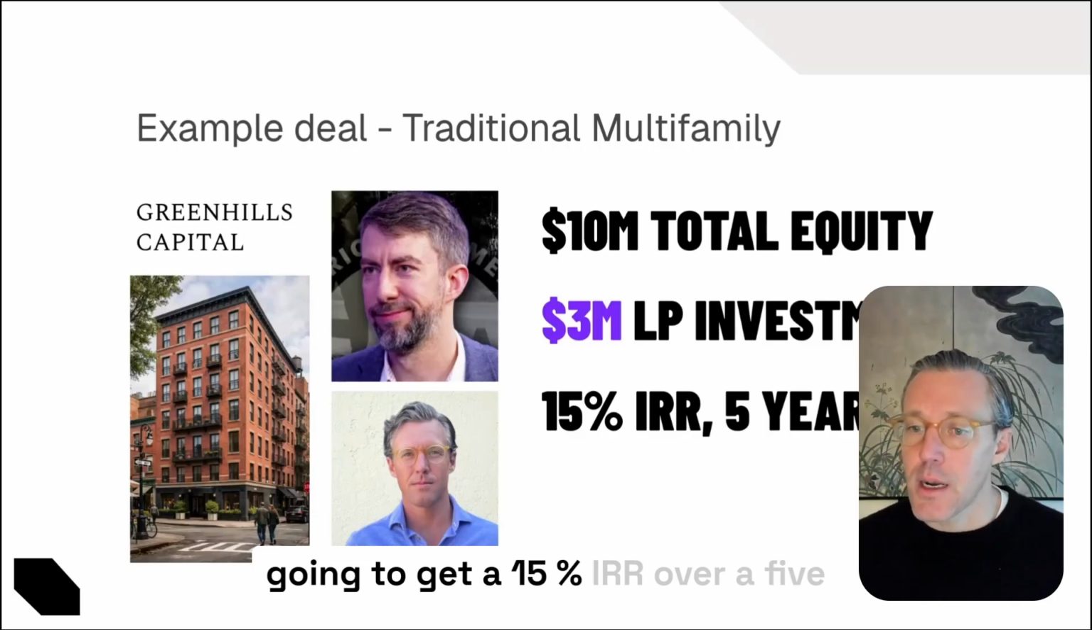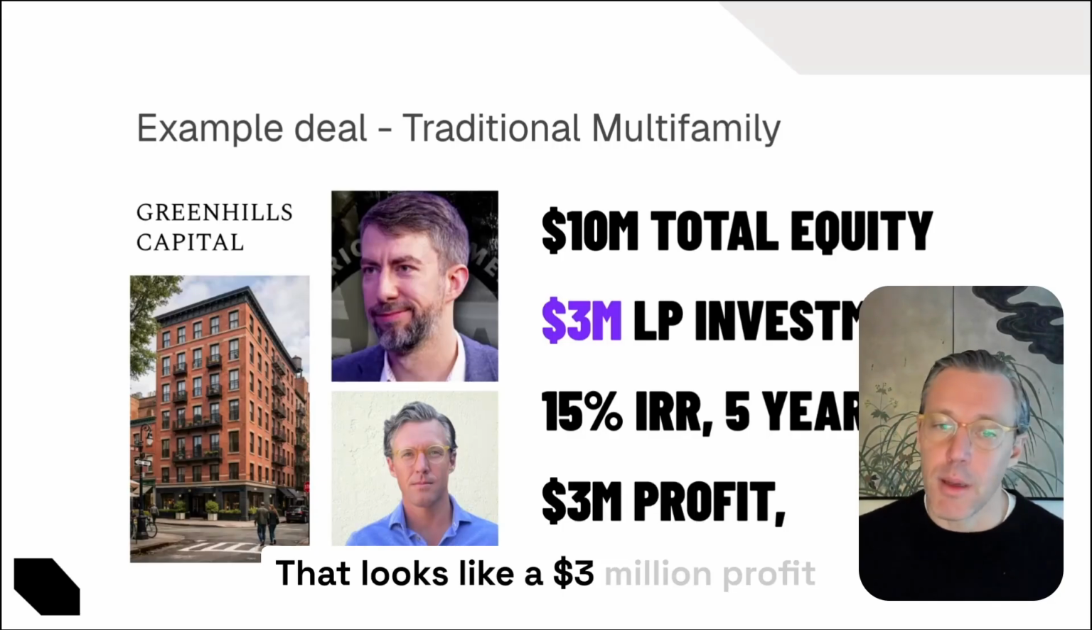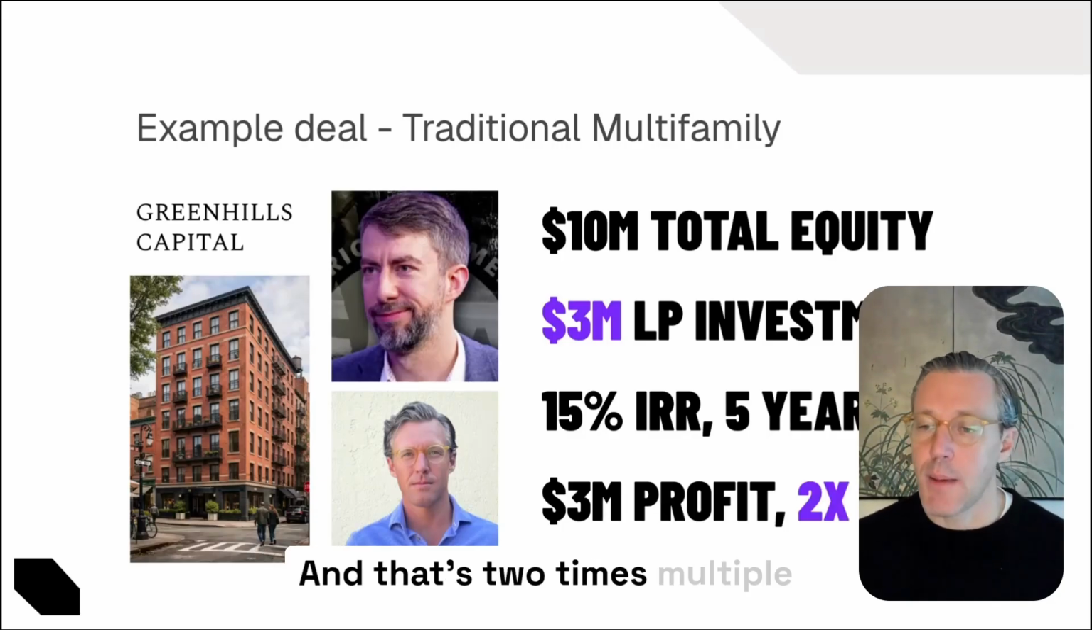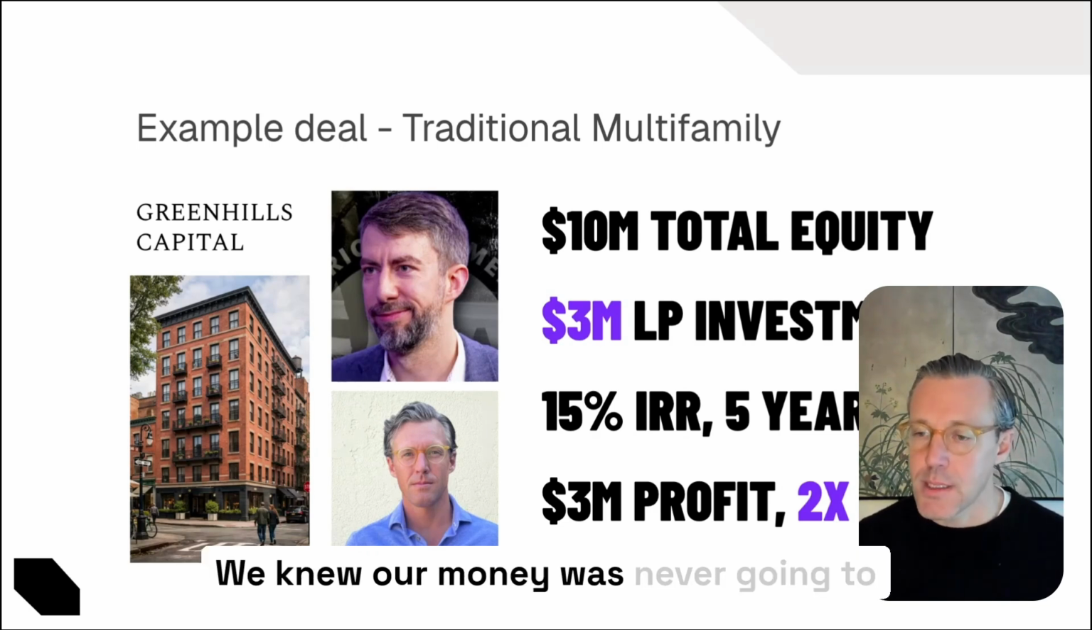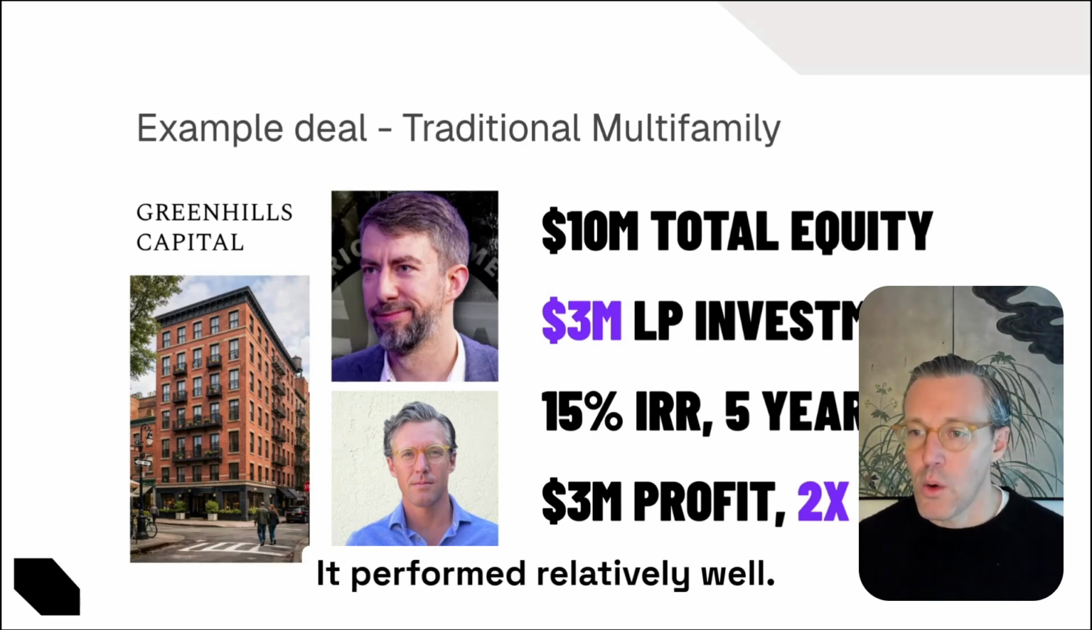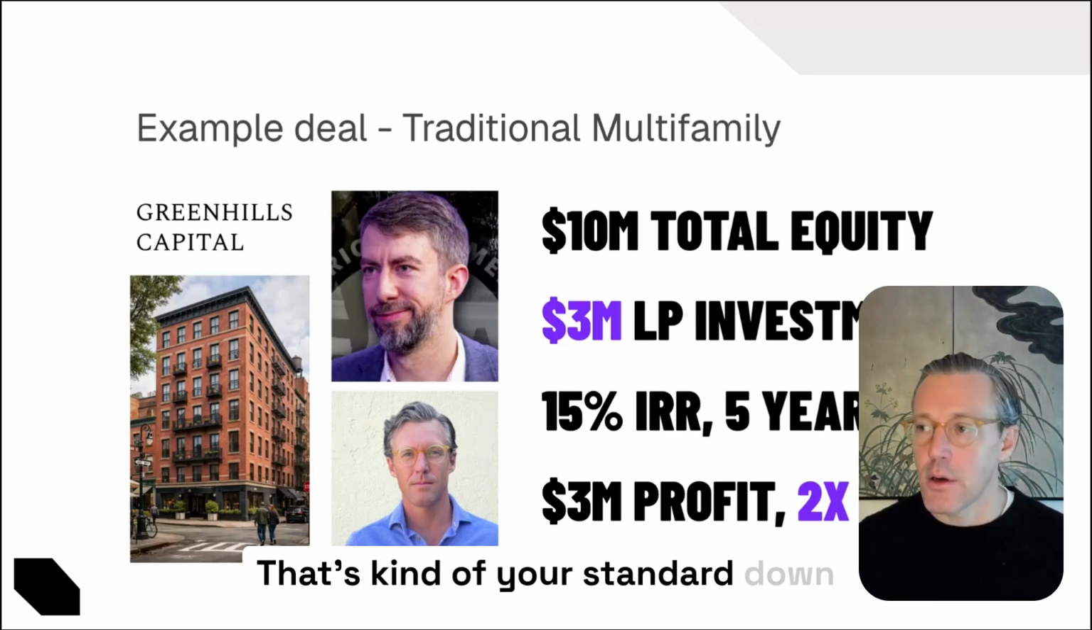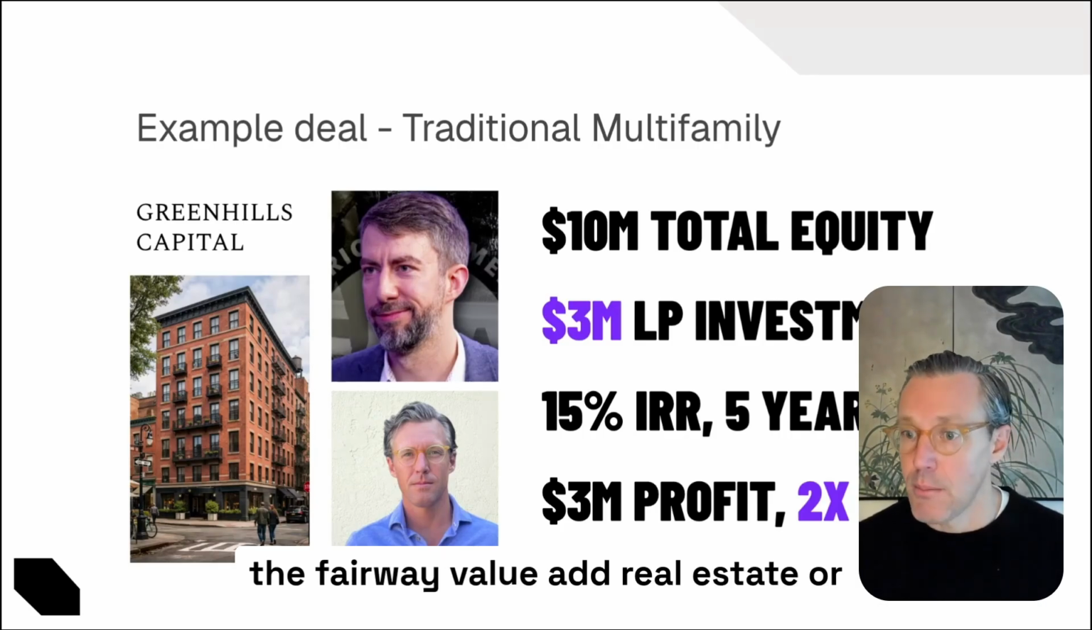And we're going to get a 15% IRR over a 5-year period. That looks like a $3 million profit to us. And that's a 2 times multiple on invested capital. Great outcome, downside protection of the real estate. We knew our money was never going to zero. It performed relatively well. We doubled our money in 5 years. That's kind of your standard down the fairway value add real estate or multifamily investment.